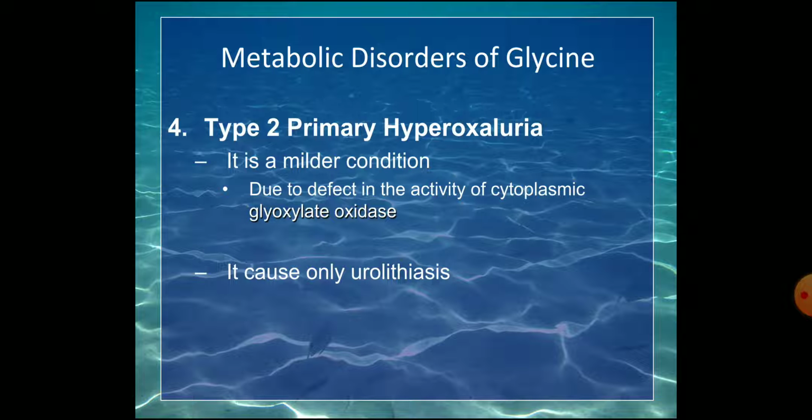Then there is one more, type 2 primary hyperoxaluria. It is a milder condition due to a defect in the activity of cytoplasmic glyoxylate oxidase. So another enzyme called glyoxylate oxidase is defective. In this case only urolithiasis, stones in the urinary tract, is seen. No other complication. It is a milder and also rare condition.